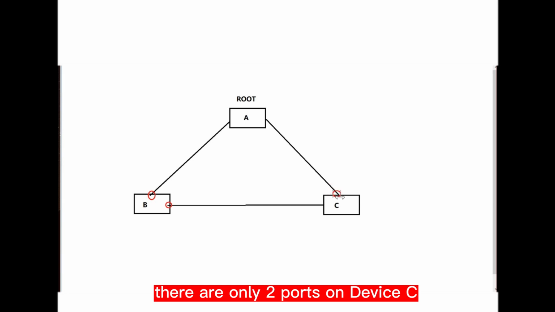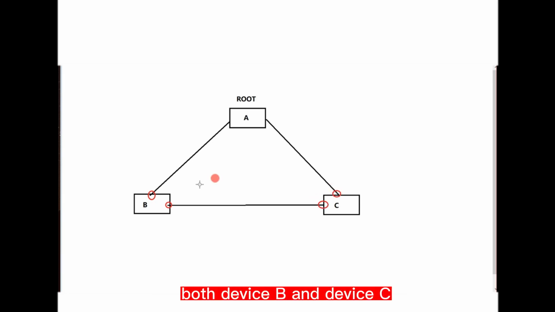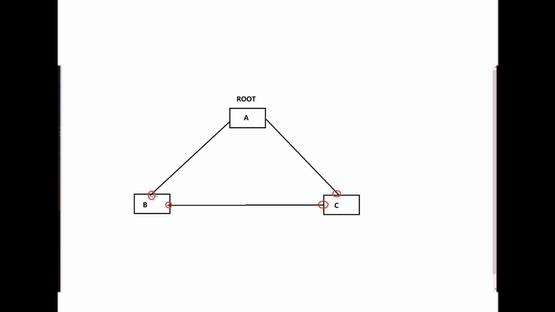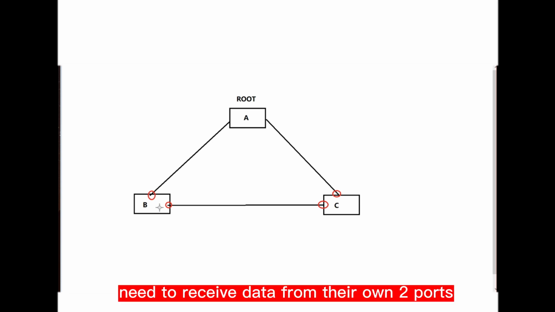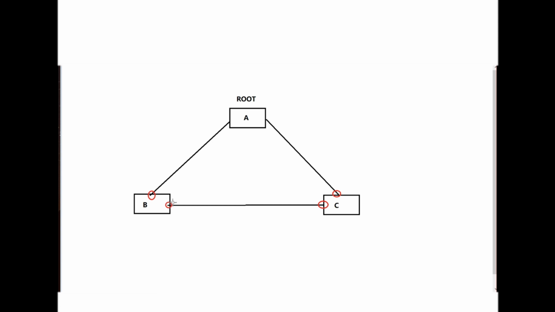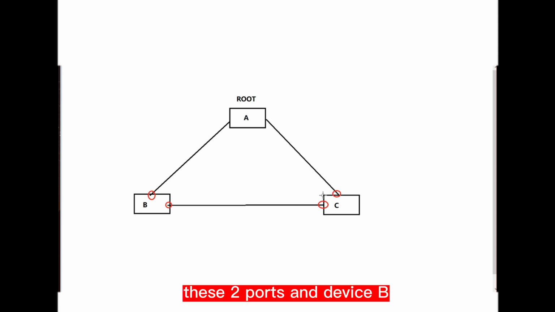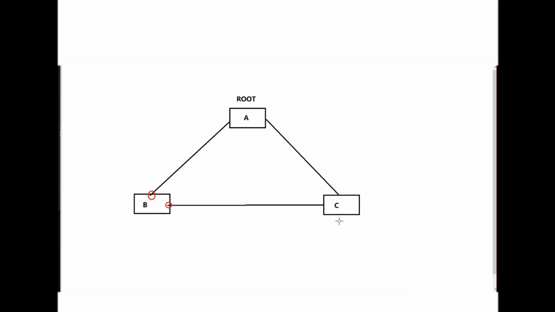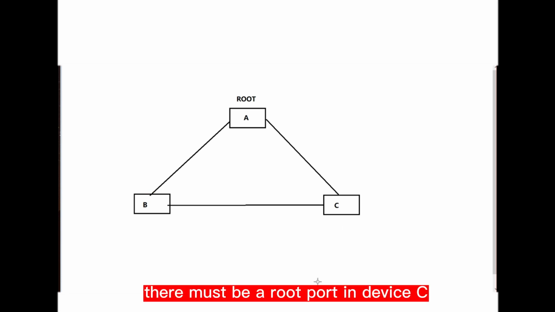There are only 2 ports on device C. Both device B and device C need to receive data from their own 2 ports. Choose a port to be the root port. That is, of these 2 ports in device B, one must be the root port. There must also be a root port in device C.